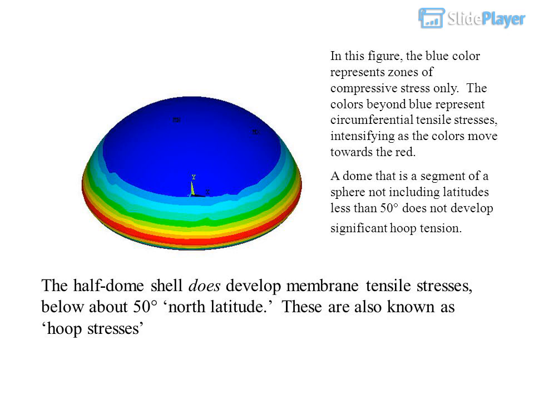In this figure, the blue color represents zones of compressive stress only. The colors beyond blue represent circumferential tensile stresses, intensifying as the colors move towards the red. A dome that is a segment of a sphere not including latitudes less than 50 does not develop significant hoop tension. The half-dome shell does develop membrane tensile stresses, below about 50 north latitude. These are also known as hoop stresses.